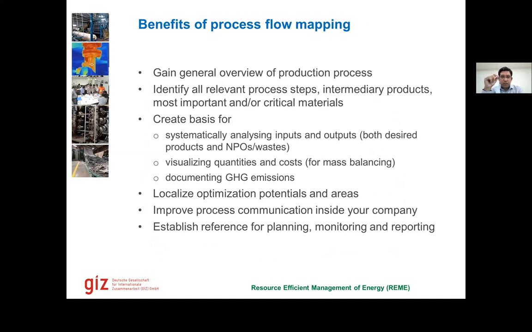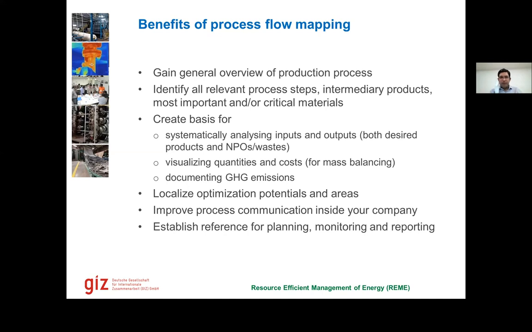So about the benefits, we already know about the benefits of process mapping, that it identifies and visualizes all the processes, and we know which are the critical processes there. And we also identify what kind of wastes are there, what kind of non-product outputs are there. We can also quantify and do a mass balance or an energy balance. We can also do a greenhouse gas emissions balance using these process flow maps. And we can then also start communicating improvements, for example.